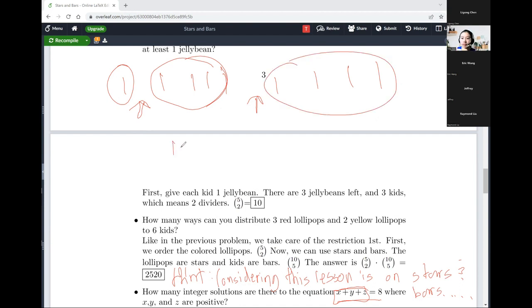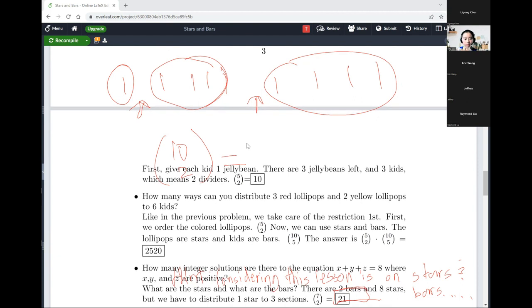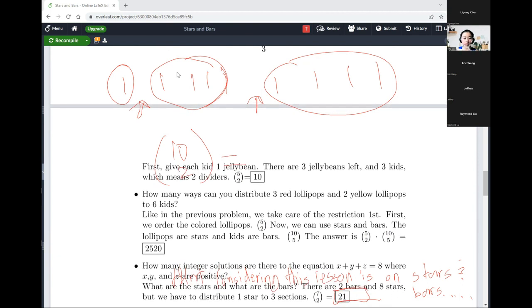So we have 10 objects, and we need to choose 2 spaces to be our dividers. So 10 choose 2 is our answer. And that is, wait. Oh yeah, I did it wrong. So this includes 0. Let me go back. I forgot to mention that. So we ended up with 10 choose 2.